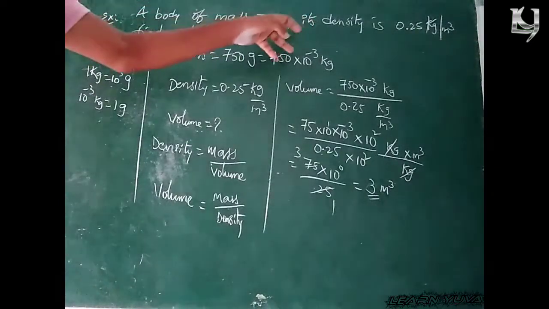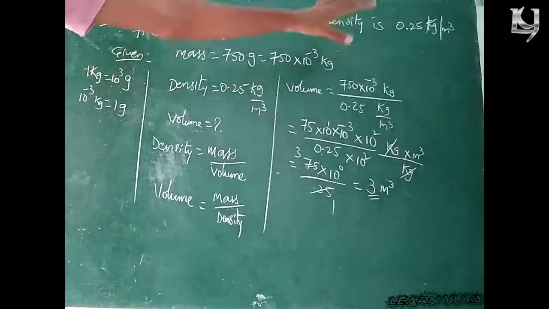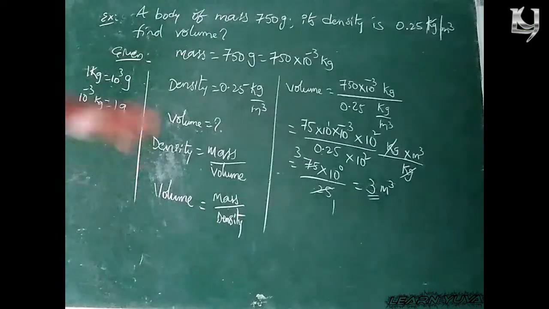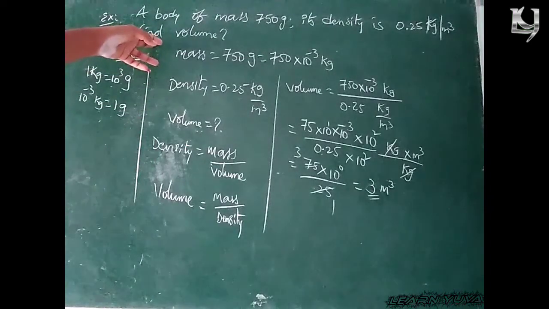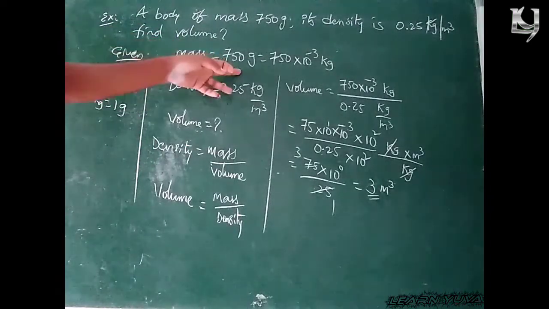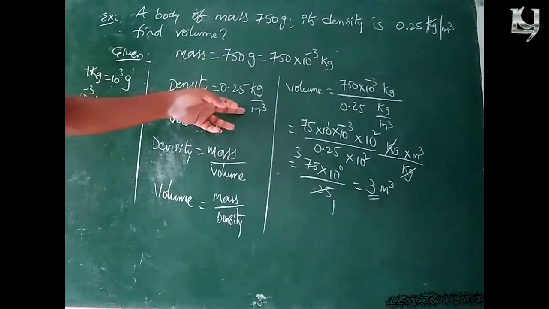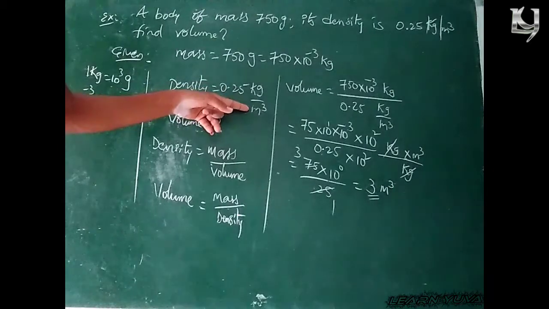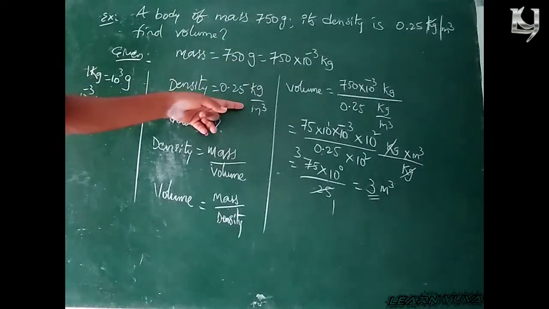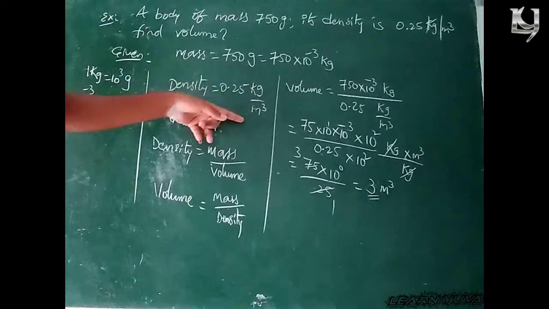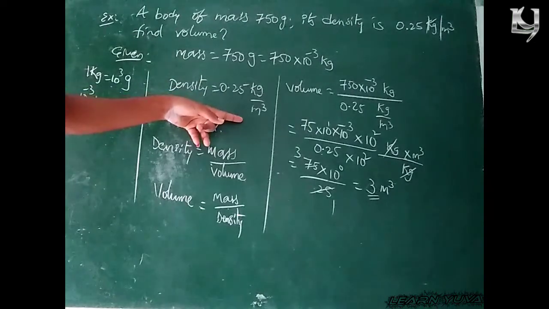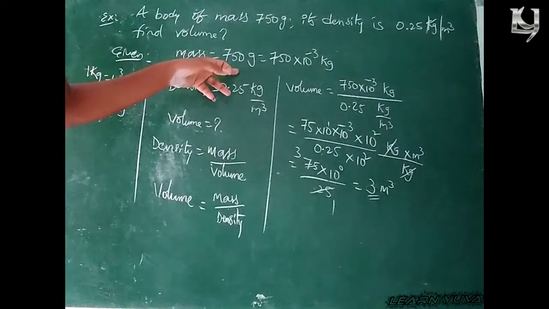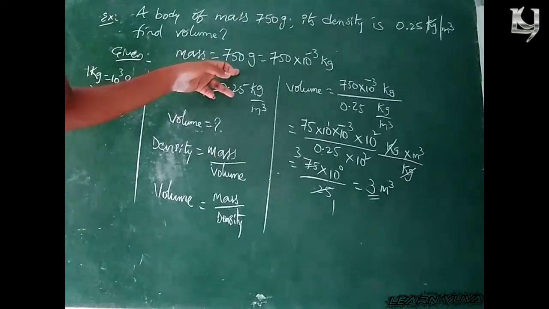A body of mass 750 grams, density is 0.25 kg by meter cube. We have to find the volume. So given mass 750 grams, density 0.25 kg by meter cube. So it is gram, and it is kg by meter cube. CGS and SI. We should convert CGS to SI or SI to CGS to make the same system of units. So here I am converting mass from CGS to SI.